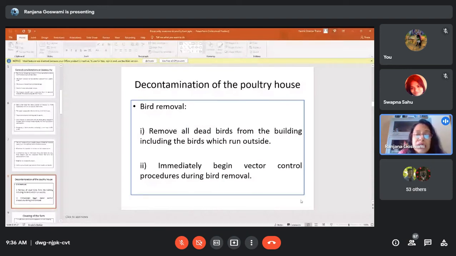Remove all the dead birds from the building, including the birds which run outside. Immediately begin vector control procedures during the bird removal. First of all, you have to remove all the birds from the room.